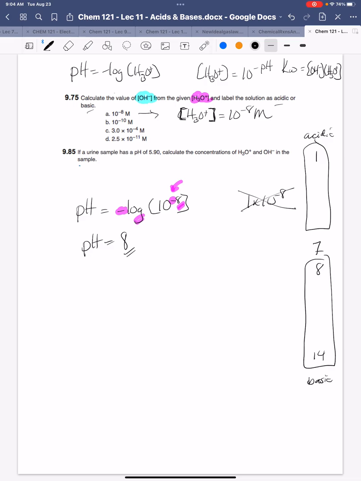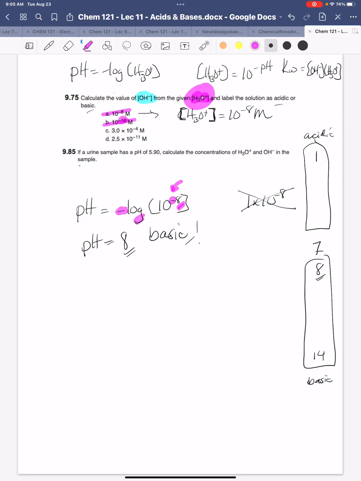Because the 8 fits right here, we know this is a basic solution. So that's as bad as it gets, kind of, right? So you can basically look at these values right here and go, yeah, because this is 8, this is going to be basic. Because this is 10, this is going to be acidic. So without the coefficient, you can just look at the exponent on the H3O plus concentration and you can go right to the pH. So that kind of takes even the formula away. It takes that scary formula away.